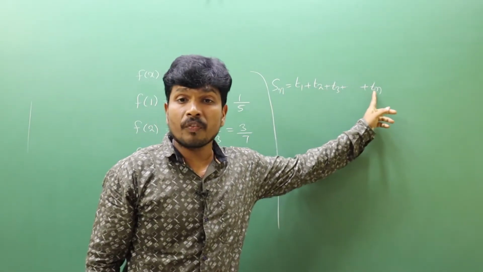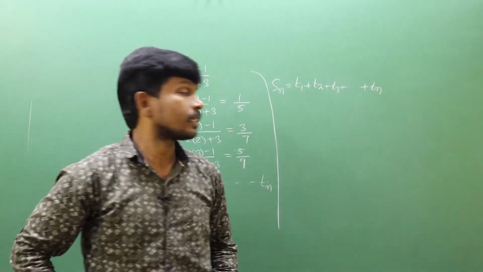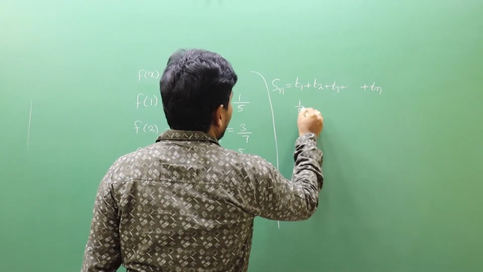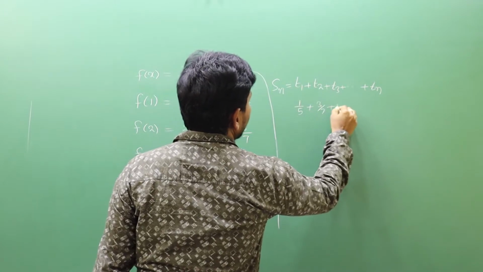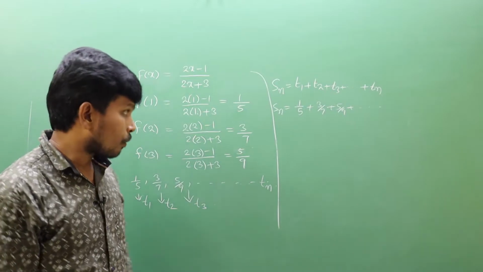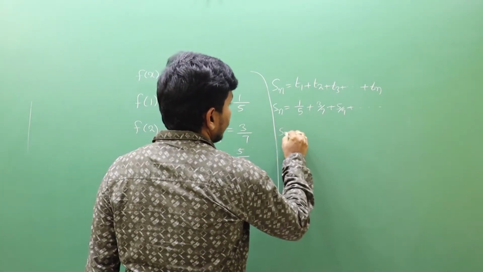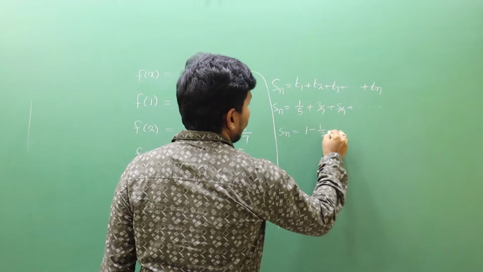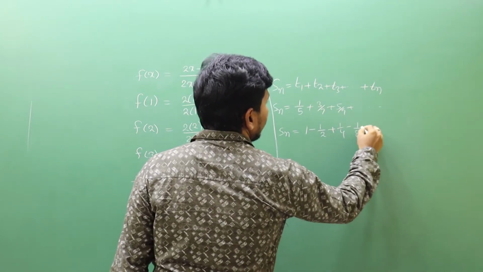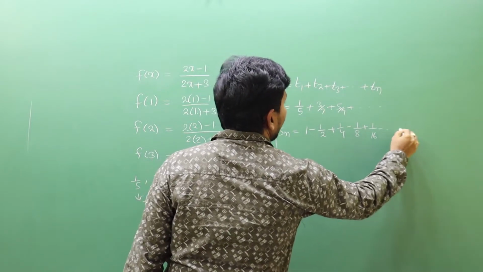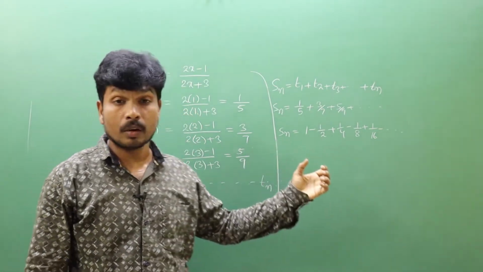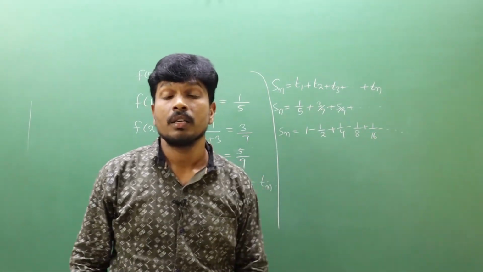Sum of the terms of a sequence is called series. Observe here, you got the terms, sum of the terms 1/5 + 3/7 + 5/9 + so on. This is called series. And one more series I am giving you, Sn = 1 - 1/2 + 1/4 - 1/8 + 1/16 - so on. It is also series only. The sum or difference of the terms of the sequence is called series.